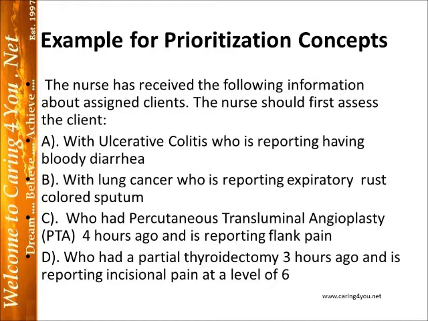All right? So in these two cases, between C and D, we want to pick D because it has a pain at the level of 6. The percutaneous transluminal angioplasty just says flank pain. It's not saying to what extent they're having that pain. So always pick the level and the scale.